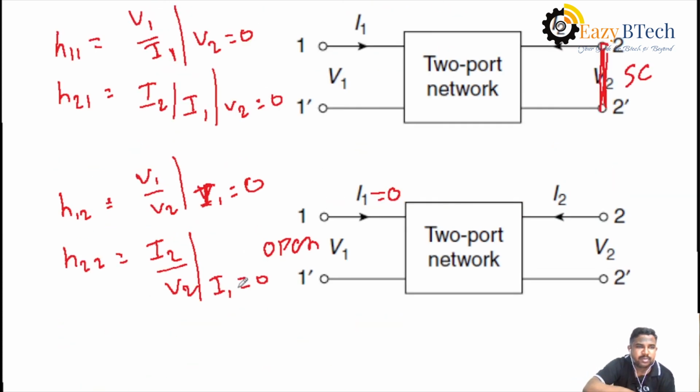Then observe the parameters here. H11 is the ratio of voltage to current, so the unit of H11 is ohms. H21 has no units, being a ratio of current to current. Similarly, H12 also has no units, being a ratio of voltage to voltage. But the unit of H22 is mho. Why? Because it is the ratio of current to voltage. Then the unit for H22 is mho.